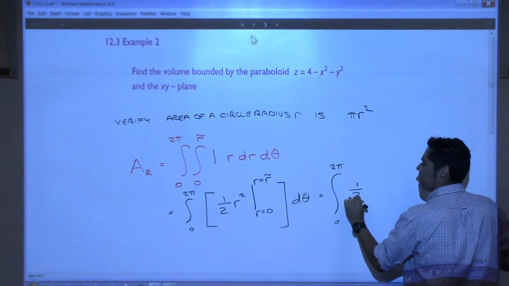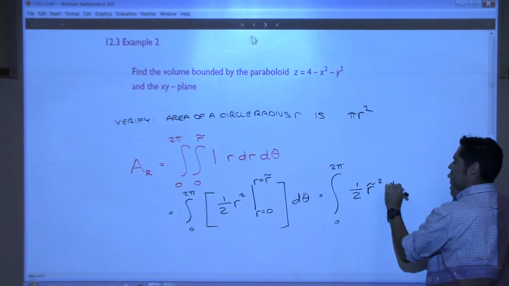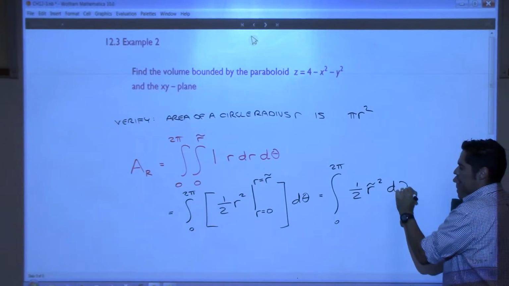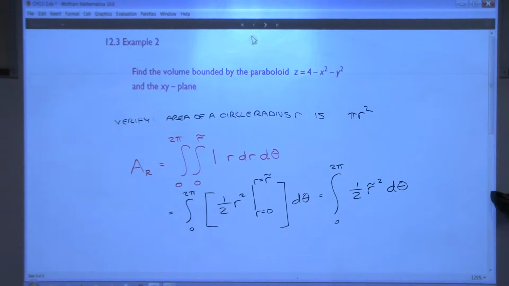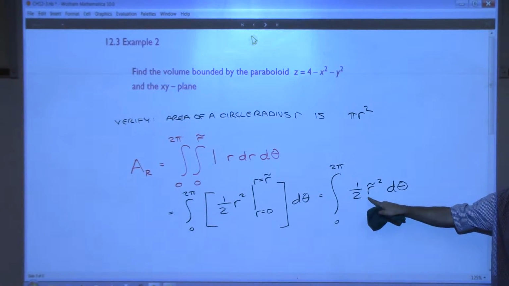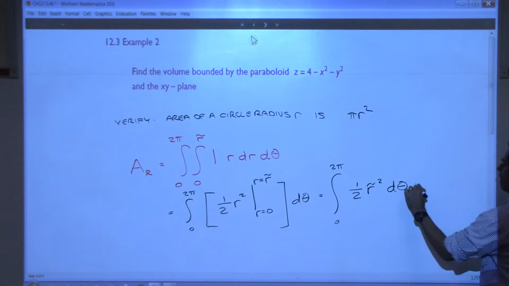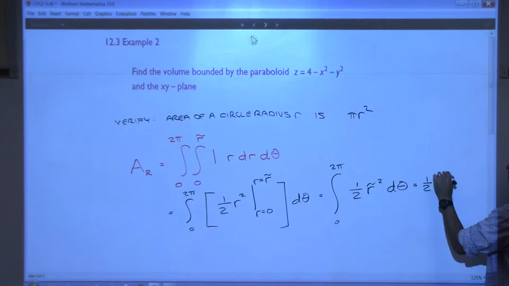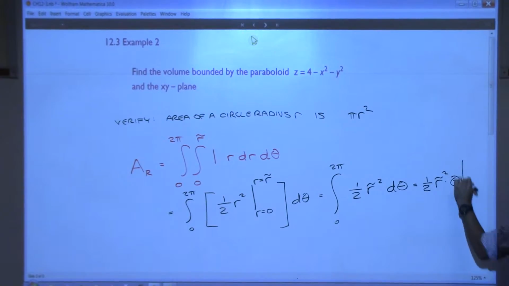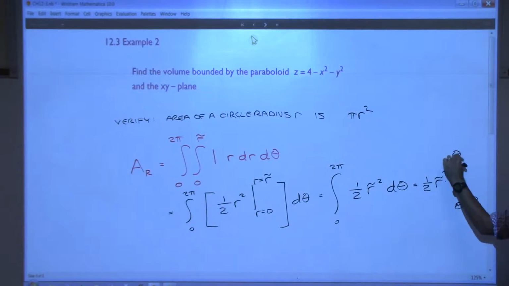Just 1/2 R tilde squared d theta. And now integrate this with respect to theta. This is all a constant, isn't it? So the antiderivative of that is 1/2 R tilde squared times theta, evaluated theta equals 0 to 2 pi. Replace theta with 2 pi, replace theta with 0, and you get 1/2 R tilde squared times 2 pi.